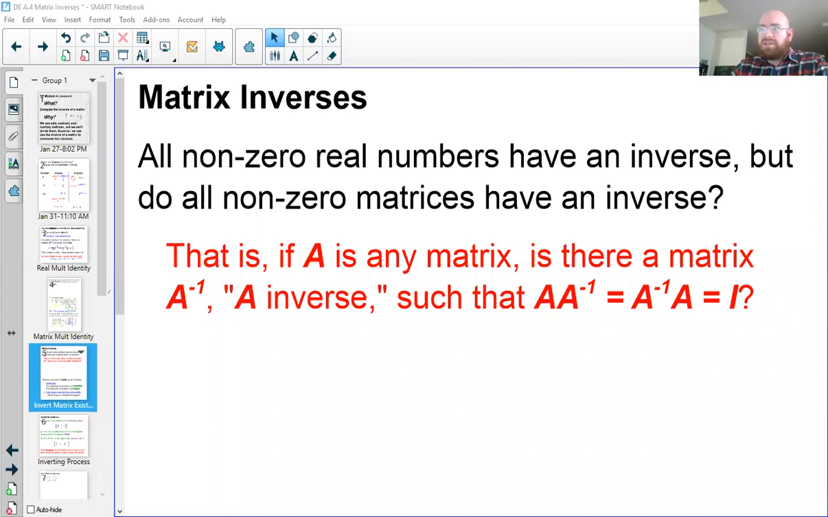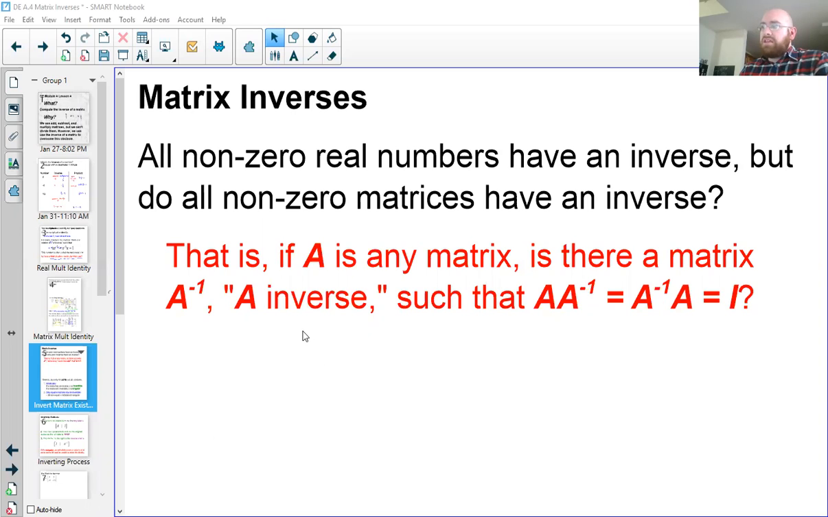In our last video, we discussed the identity matrix. And so in this video, we're going to look at matrix inverses. So we know that all non-zero real numbers have an inverse, but do all non-zero matrices have an inverse? The zero matrix is just a matrix where every entry is zero.